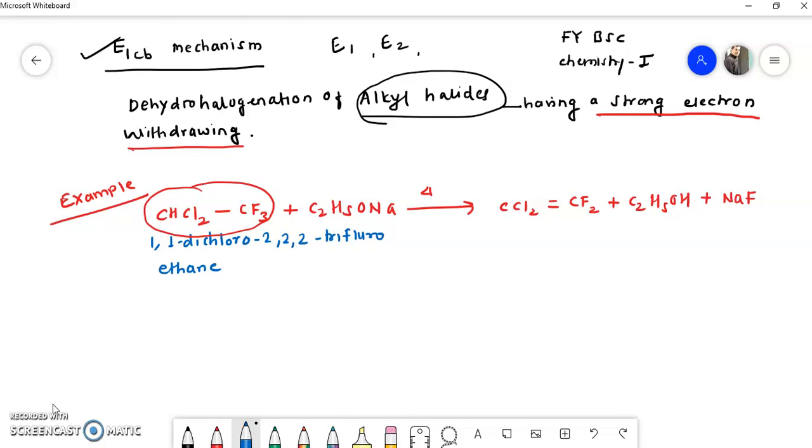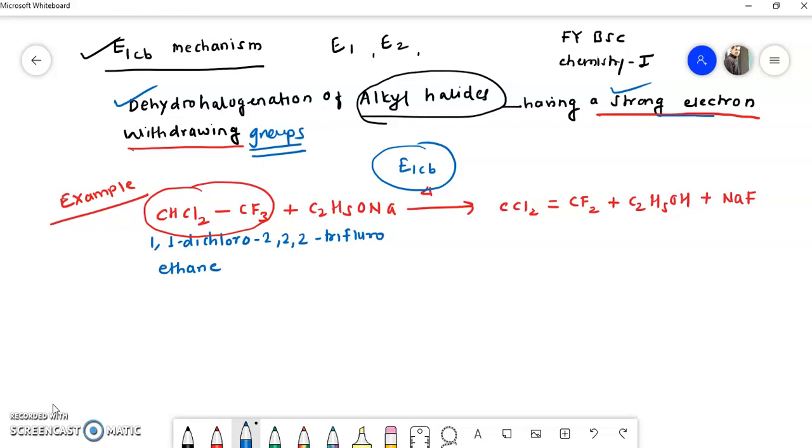That means if we carry out the dehydrohalogenation of alkyl halides having strong electron withdrawing groups, then they follow the E1CB mechanism. Now what this E1CB is we will see at the time of the mechanism. For now you just remember that the dehydrohalogenation of alkyl halides having strong electron withdrawing groups is the example of this E1CB mechanism, and you can remember this example.